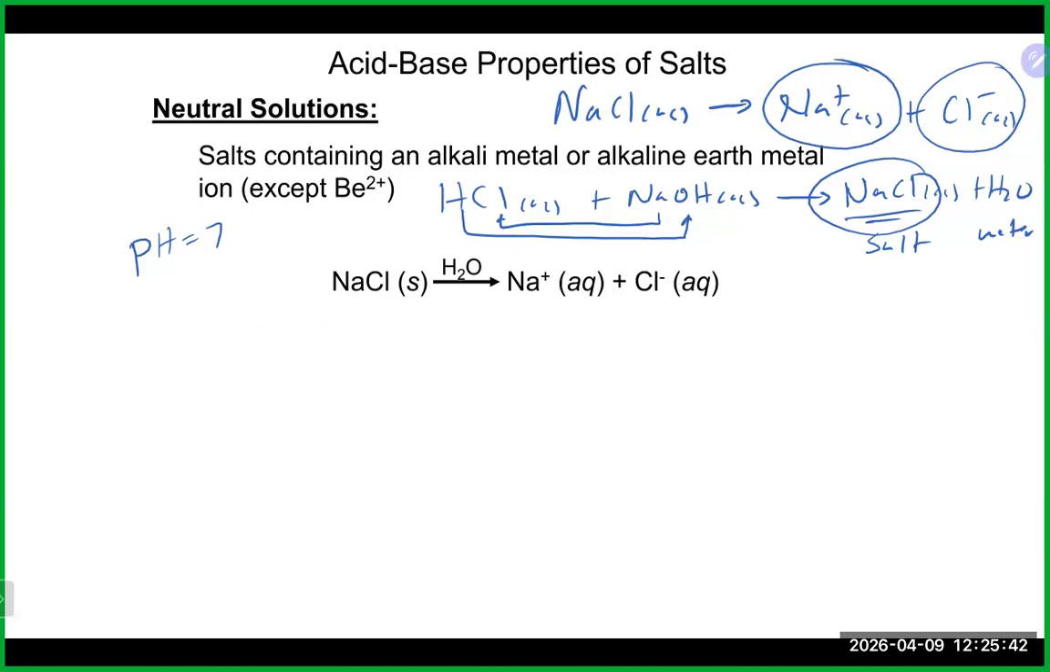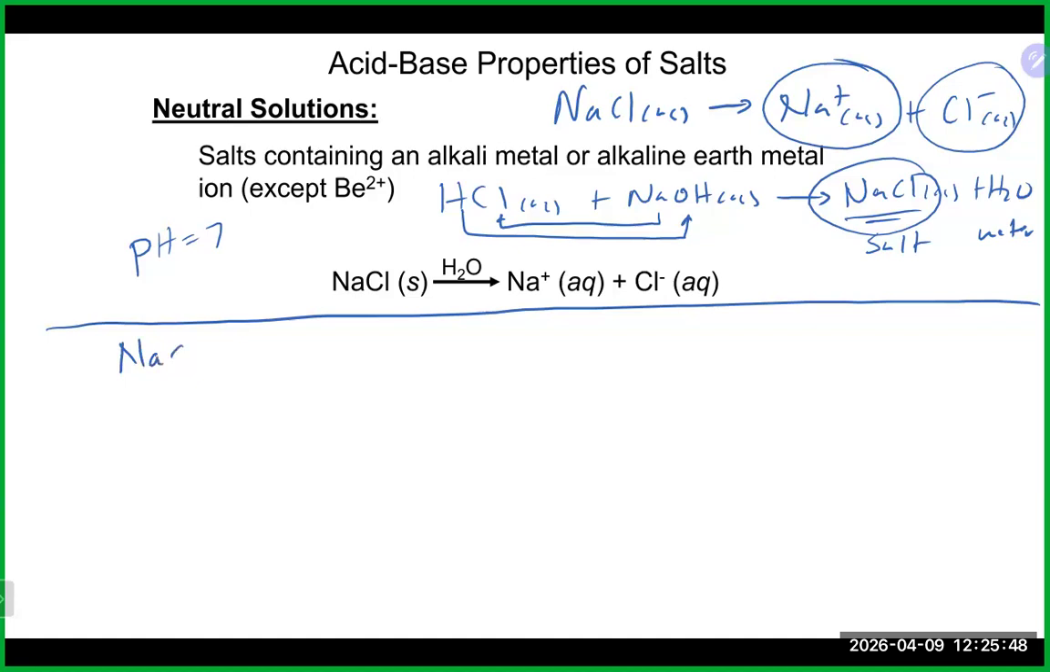Now, let's say we took a salt like sodium acetate. Sodium acetate, which is a salt, will break apart into a sodium ion and an acetate ion. And in this particular case, if you had to think about where that sodium acetate probably came from, what acid do you think sodium acetate would most likely come from? What acid sounds like acetate? Acetic acid, yeah. So most likely the acid that was involved here was acetic acid.